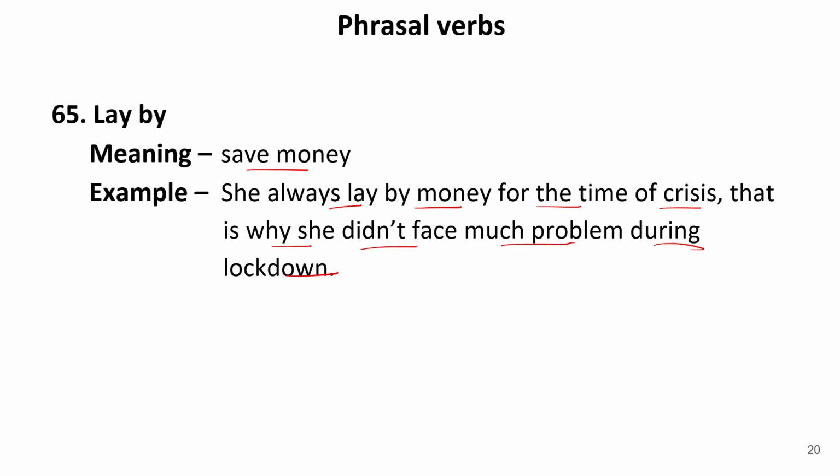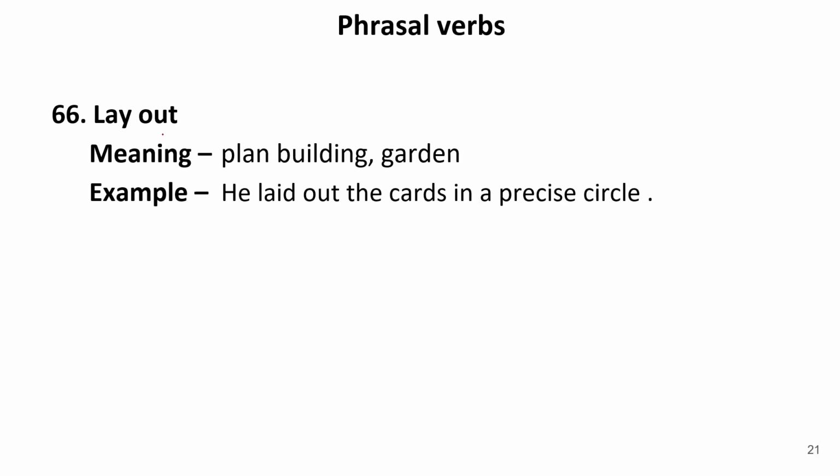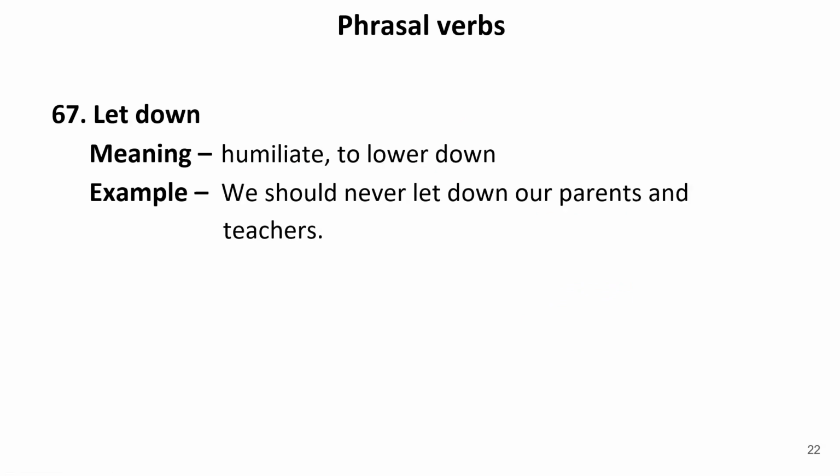Now let us move to the next one. Layout. Layout refers to a plan of a building or a garden. For example, he laid out the cards in a precise circle. Basically, layout also means to lay something, recline something, to make something in a reclined position. So that is also to lay out. Now let us move to the next one.